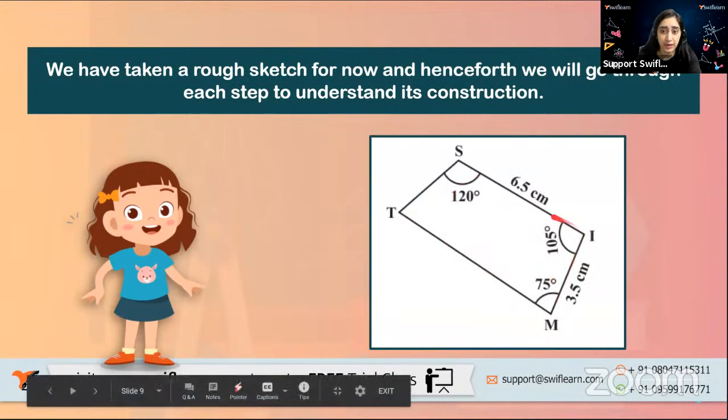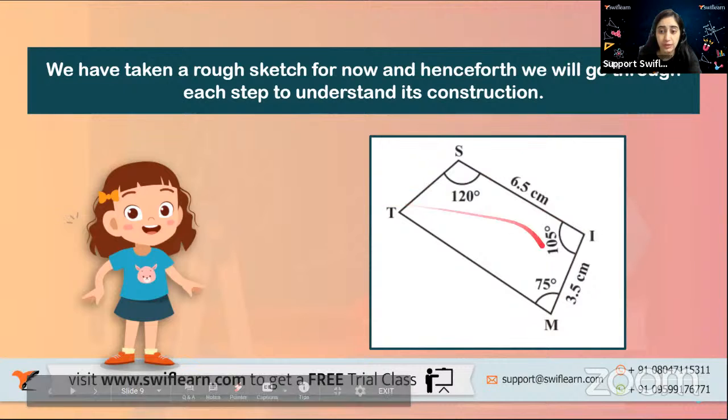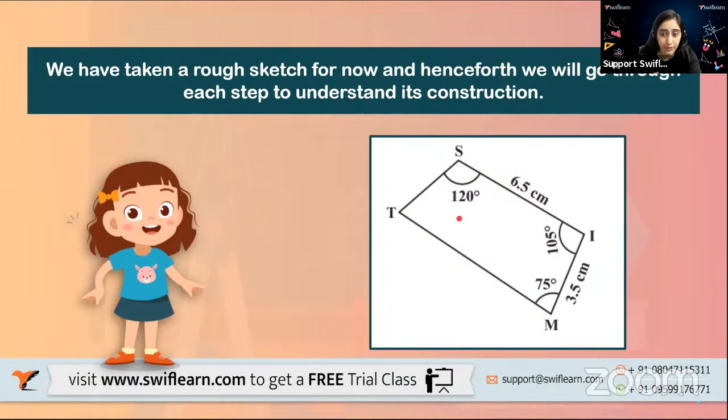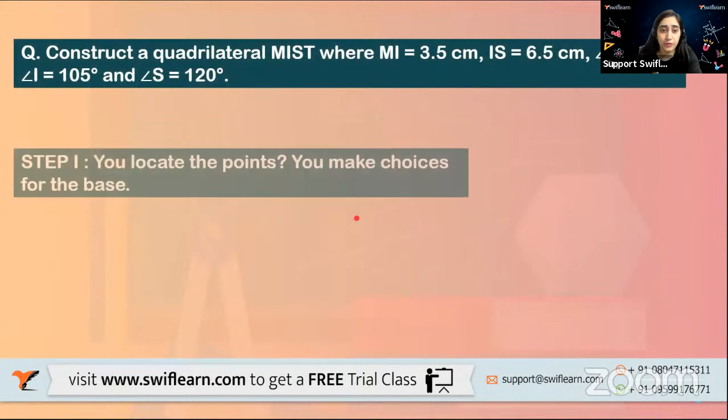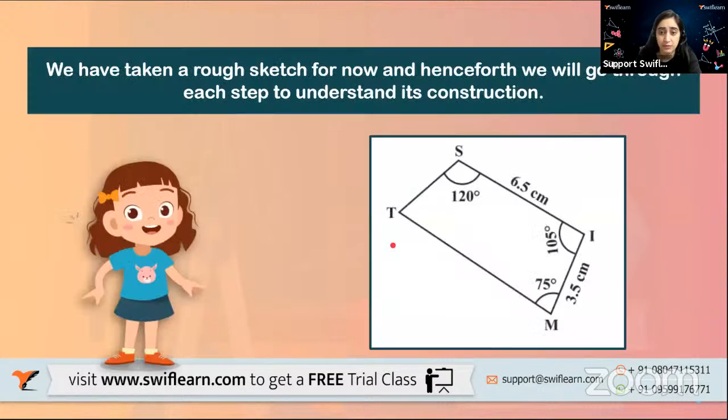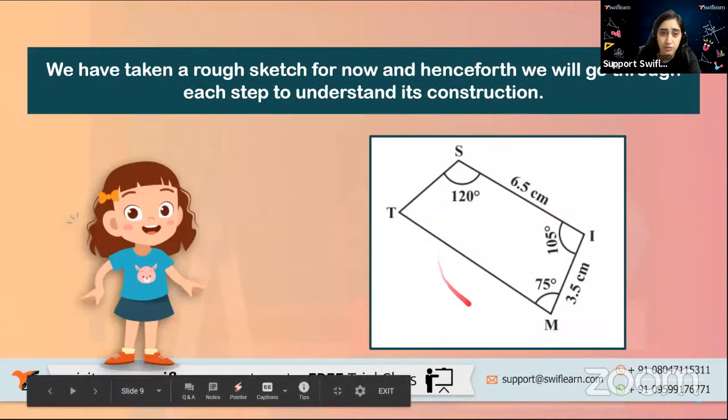See, that's MIST, a quadrilateral, where MI is given as 3.5, IS is given as 6.5, and angle M, angle I, and angle S are given already, and we have drawn that. Okay, so how to proceed? What will we do first? Here we go. For this, we have to locate the point to choose as a base. So what do I choose as a base? That is the first question. According to you, what should you choose as a base?